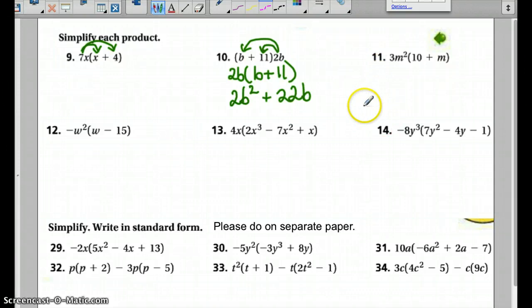Okay, so work on 9 through 14. If you have any questions, I'm in the room. And remember, whenever you do these, always rewrite them in standard form in case they're not in standard form.